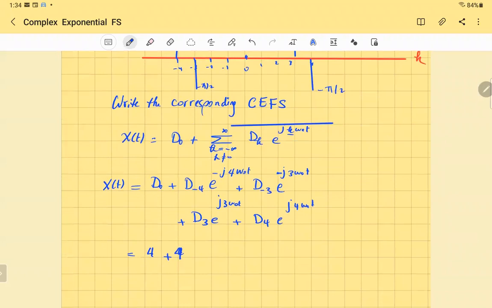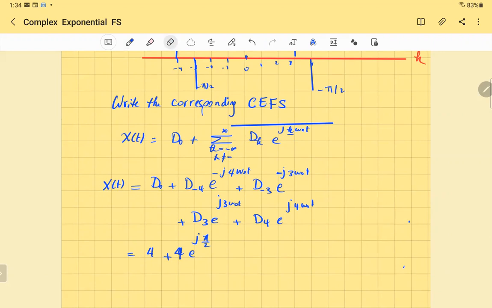Use Euler form. It would be e power j the angle. e power j theta, theta is the angle, because the magnitude of e power j anything is equal to 1. I'm going to talk about it in the quiz. e power j theta: the magnitude is equal to 1, and the angle is equal to theta. All right, keep this in your mind.